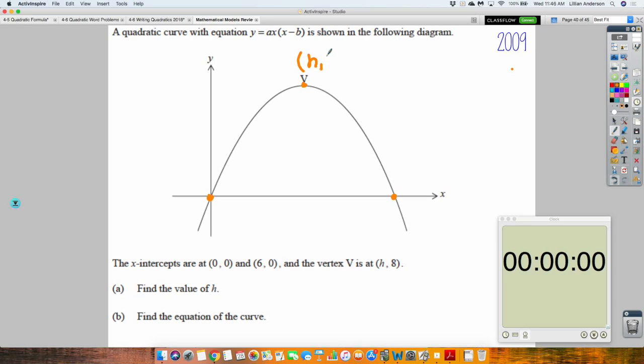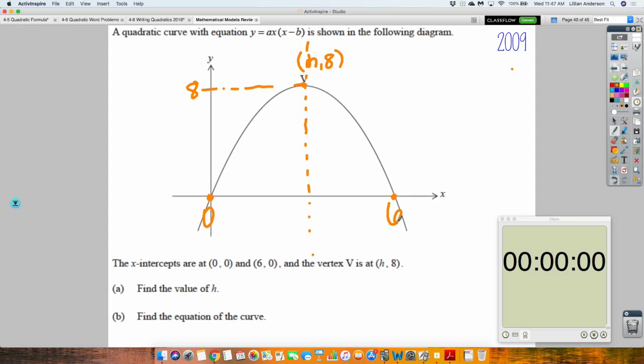All right. So this is an IB question right here. The quadratic curve with equation y equals ax(x minus b) is shown in the following diagram. They give you that equation. That's exactly how you have to write it. It says the x-intercepts are (0, 0) and (6, 0), and your vertex is at (h, 8), which means that is the highest point that the graph goes. You have to find the value of h.